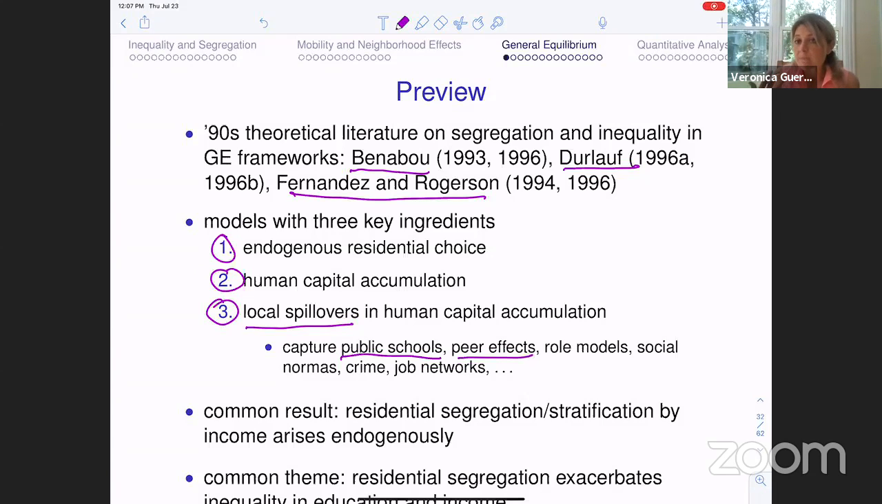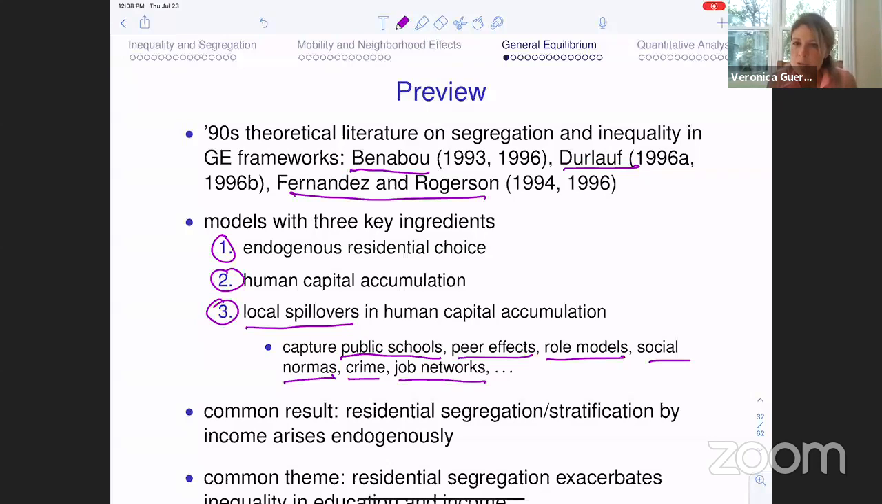So it may be that just being closer to kids that have a better opportunity at home, more books, whose parents help them more, is going to have some good effect on kids that do not have the same opportunity at their house. Role models, social norms, and of course crime also. If you cannot go to school because there is high criminality, or you have other opportunities, that affects your engagement in human capital accumulation.